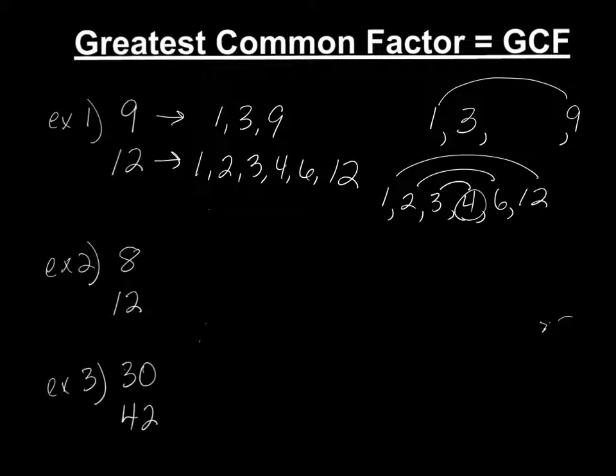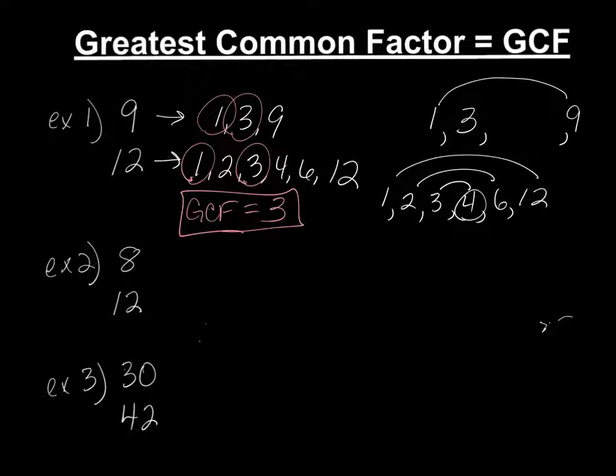So now that I've listed all of the factors of 9 and I've listed all of the factors of 12, I can now see that 1 is a common factor and 3 is a common factor. So 9 and 12 have two common factors, 1 and 3. The greatest common factor, the GCF, between 9 and 12 is 3. It is the largest number that goes evenly into both of them, 9 and 12.